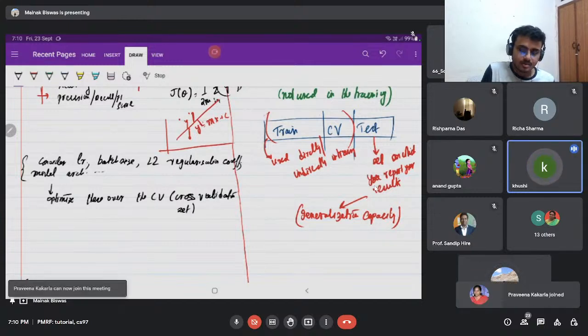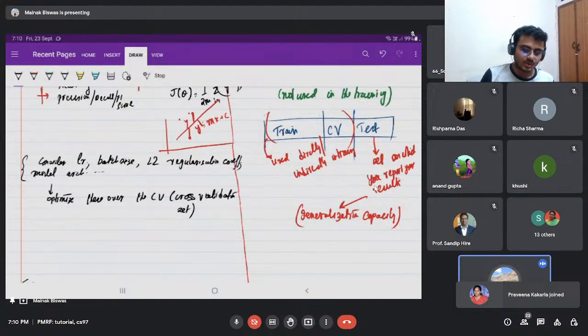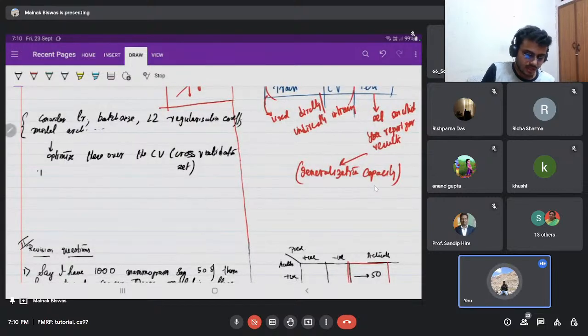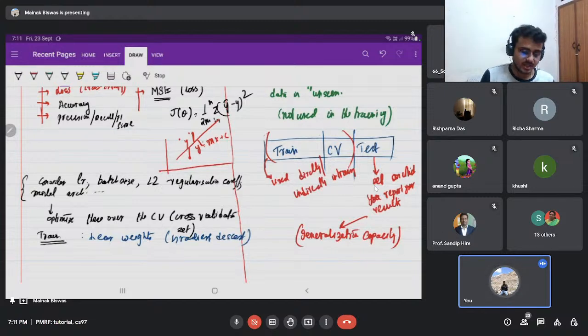Sir, can you repeat? Yeah, sure. What I said is, when you train a model, you learn the weights by gradient descent. But there are hyperparameters that you cannot learn by gradient descent. For example, the learning rate: you update W as W minus LR times dL/dW. So this learning rate is a hyperparameter.